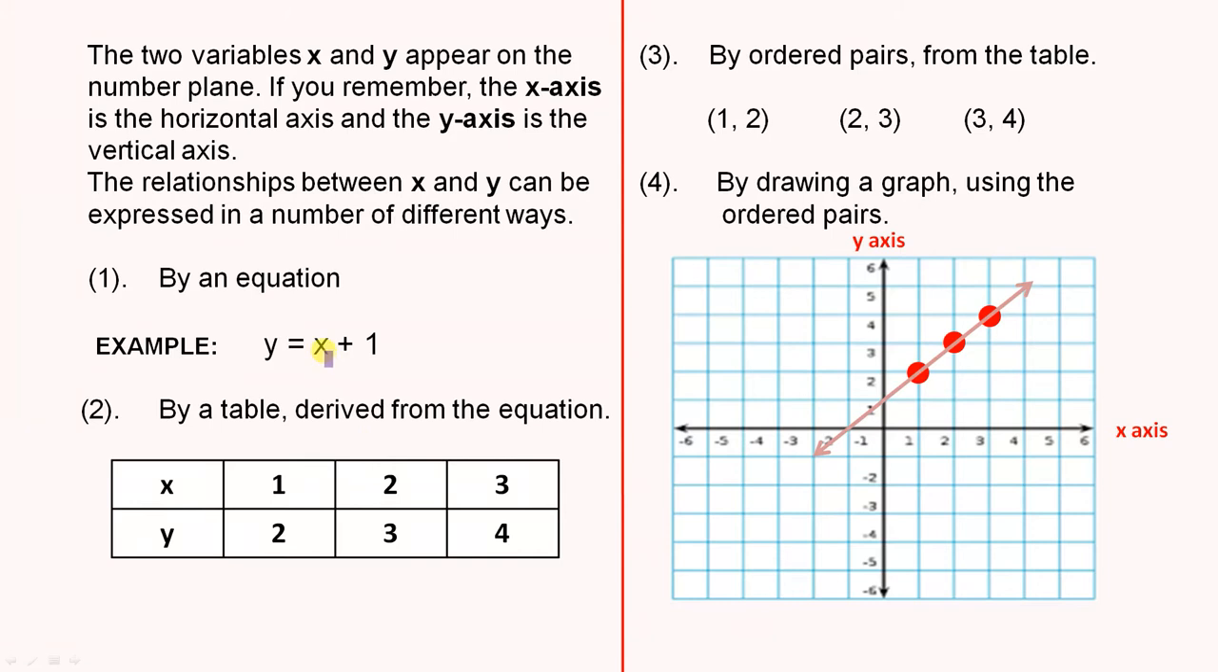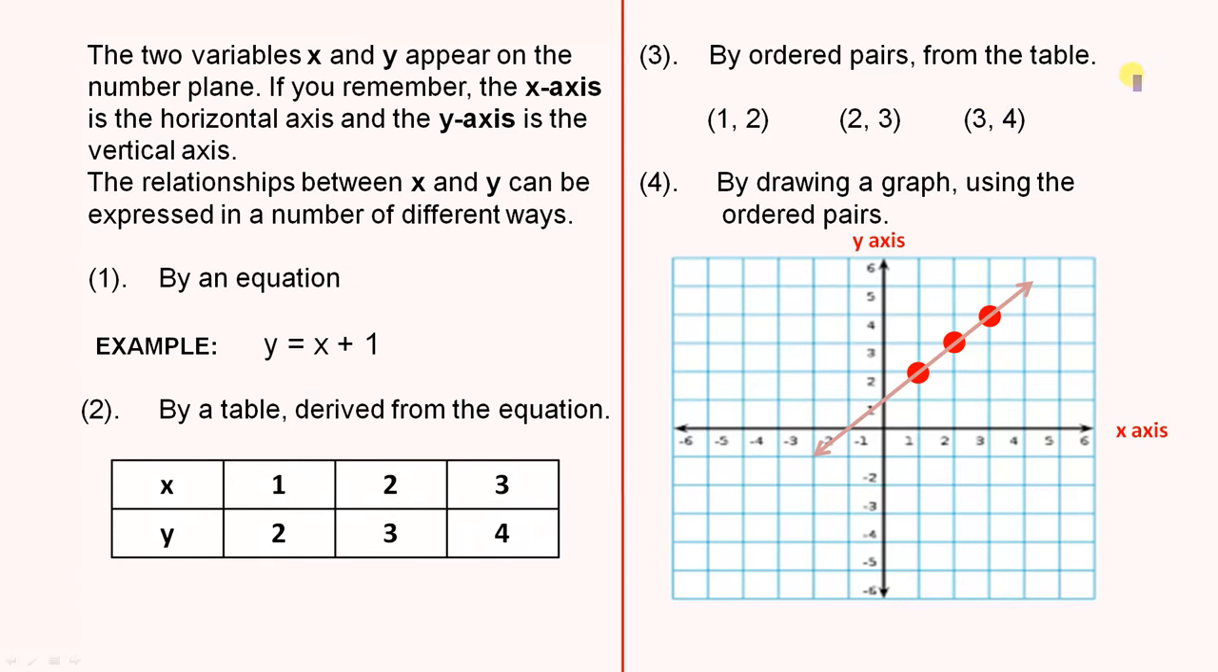So when x equals 1, y equals 1 plus 1, which is 2. When x equals 2, y equals 2 plus 1, and that's 3. And when x equals 3, y equals 3 plus 1, which is 4. So that's the second way of representing the relationship between x and y, just by drawing a table.